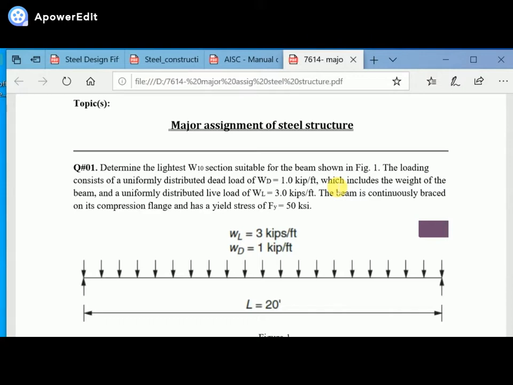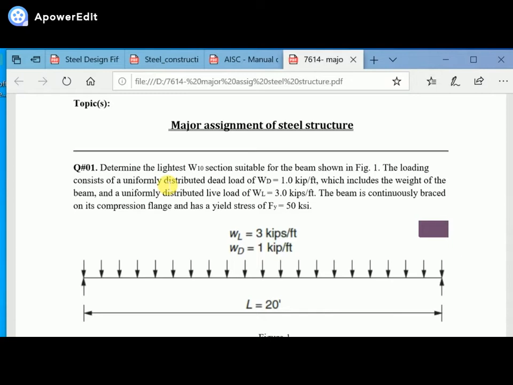Okay, so the topic basically today is the design and analysis of beams. Okay, so the first example, directly come to the questions. I will do the theory portion and the rest of the steel structures topics as well in my coming lectures, but this is a demand video, so that's why I am doing this lecture as per the students' request.